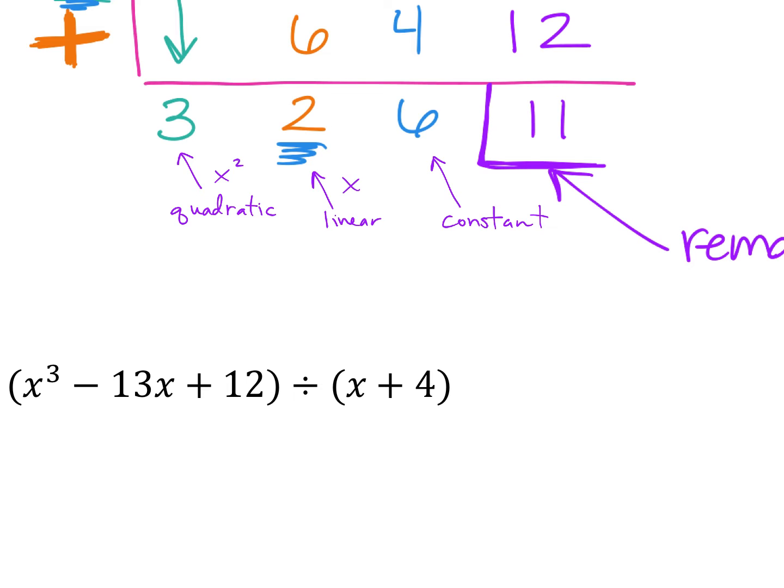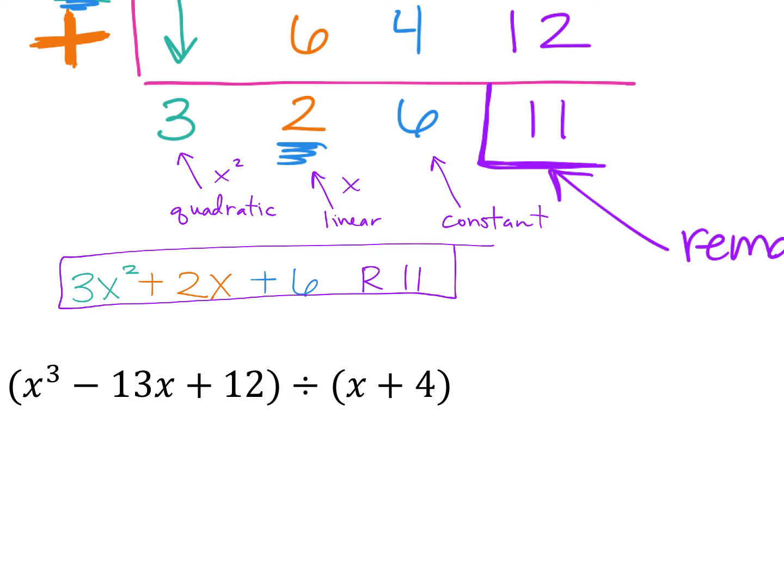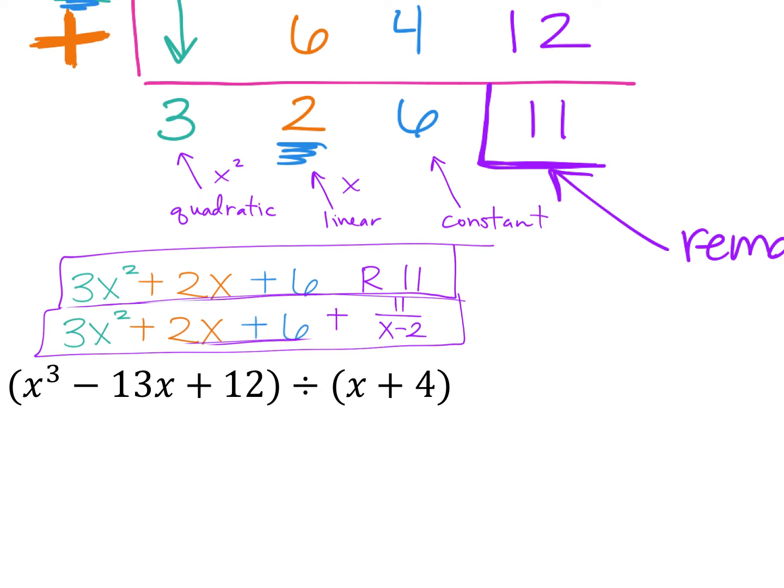Actually, let me keep with the colors so I'm not confusing. So it's 3x squared plus 2x plus 6, remainder 11. Okay, or if you like it the other way, 3x squared plus 2x plus 6 plus 11 over, and we started with the x minus 2. So if you want to write it that way, you can write it that way. That's really up to you. Okay, either one of those is a great answer.